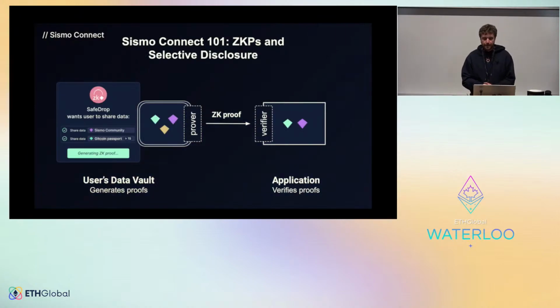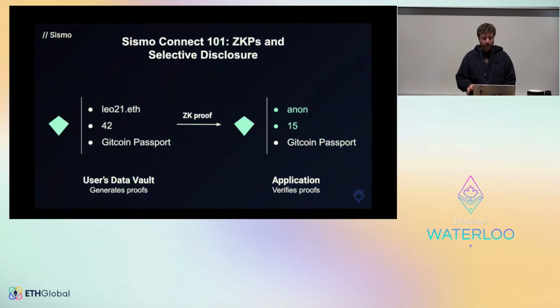Okay, so in Sysmo Connect, what you are doing is just selectively disclosing some data. It works using zero-knowledge proofs, so you have a prover in the Sysmo data vault, and the application has the verifier and verifies this proof. So here, if I take back the data gem I showed you before, I had a Gitcoin passport on my leo21 with a value of 42. Using zero-knowledge proof, I can granularly and selectively disclose that I have a score that is more than 15, and it's from an unknown account. We don't know which account.